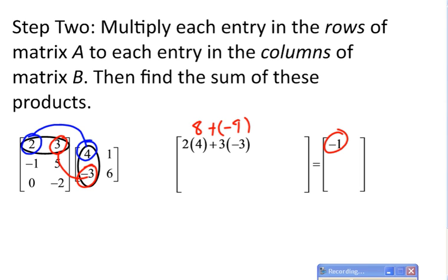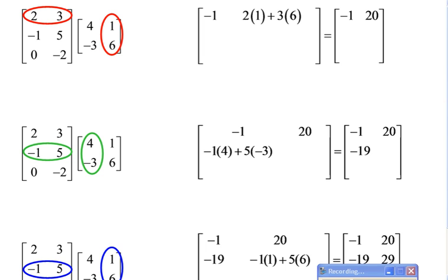Next, we do it again for the first row, second column. So we have 2 times 1 plus 3 times 6, which is positive 20. So again, you're going to take the first row of the first matrix and multiply it by each column in the second matrix.